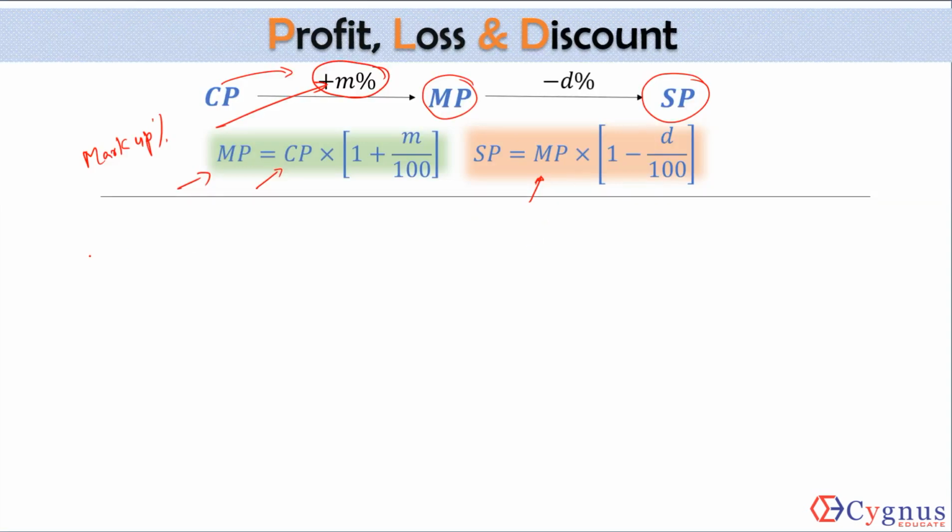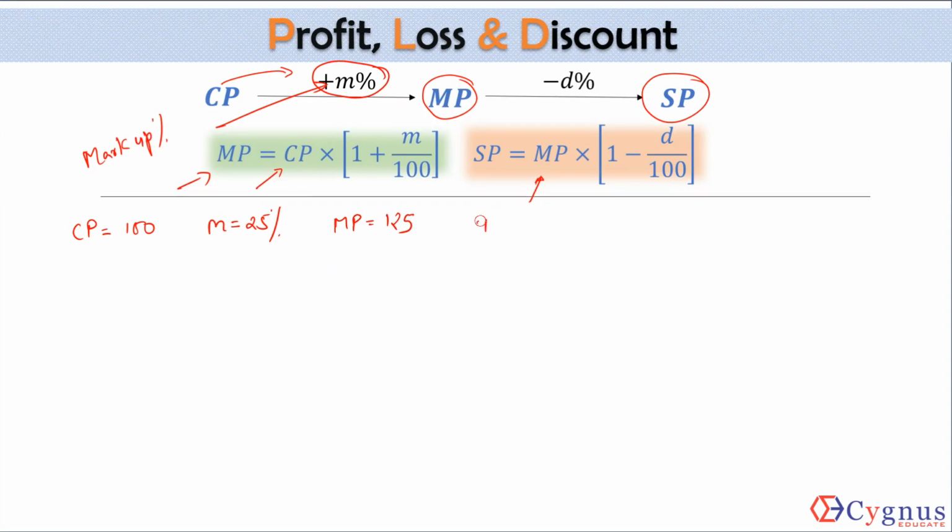Let's take a case here. Let's assume that CP of an article is 100 rupees. I'll increase it by some percent, which is markup percent, 25%. Yes or no? So the markup percent is 25. When you put M equal to 25 and CP equal to 100 here, the mark price will become 125.